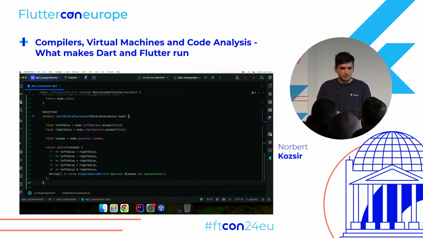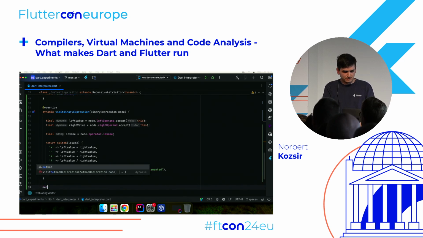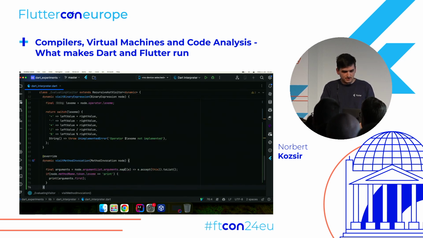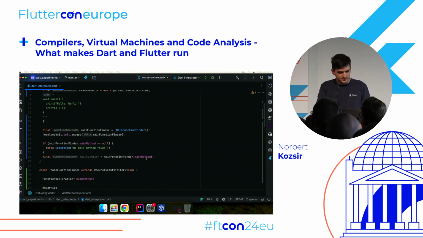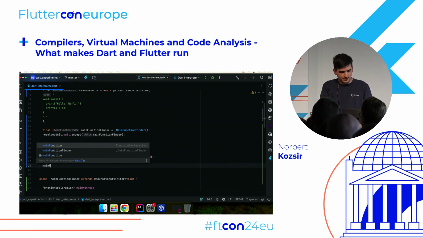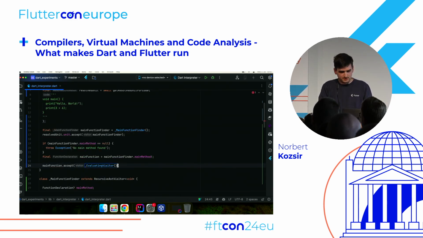Stuff like this gets a bit more complicated if the two languages differ by a lot, because then you need to find a way to bridge the difference. Last but not least, we need to implement method invocations because we want to be able to print. In this case, we just check: are we invoking a method that is called print? If yes, we print. If no, then we just ignore it. After all of this, we can do main function dot accept and the evaluating visitor.